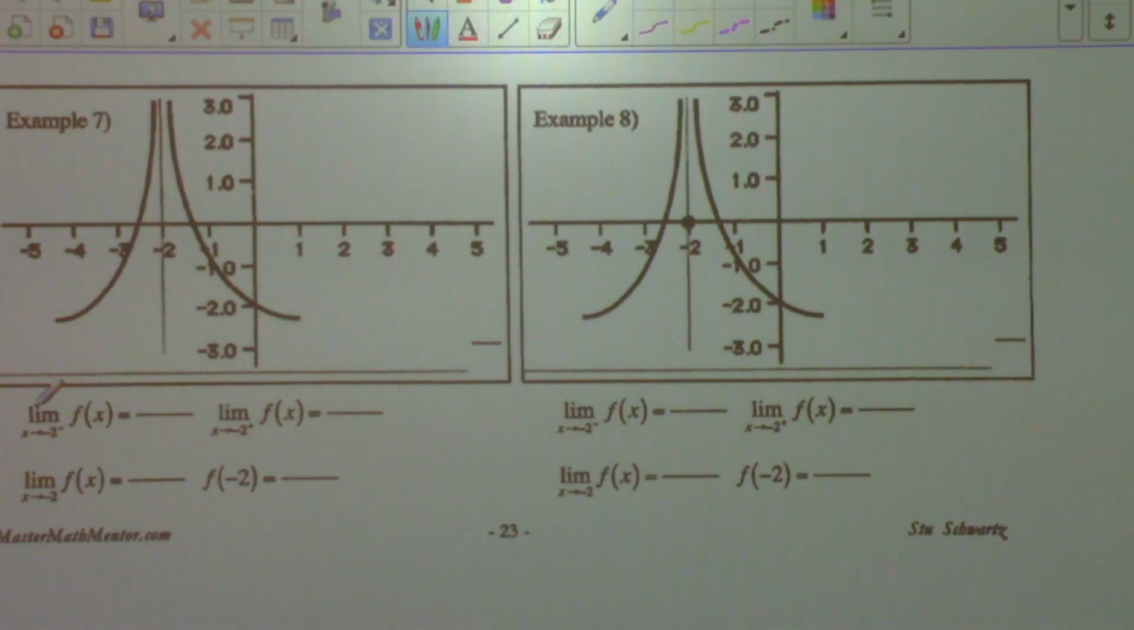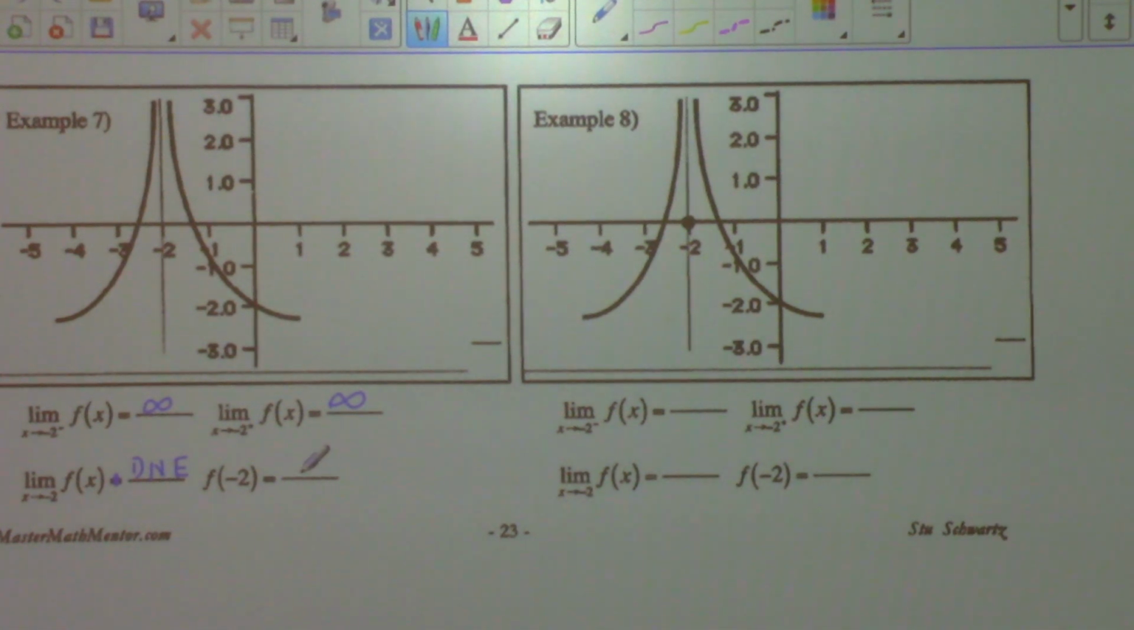So 7 and 8. So here's an example. As x approaches negative 2 from the left, we have infinity. As x approaches negative 2 from the right, we have infinity. What is the limit as x approaches negative 2 of f of x? Infinity. Well, it actually does not exist, because what's happening is the limit does not exist. Oh, because it just keeps sliding. Yeah. The limit does not exist because they do not approach one another. So we get a little picky in the language about it, but that's so.